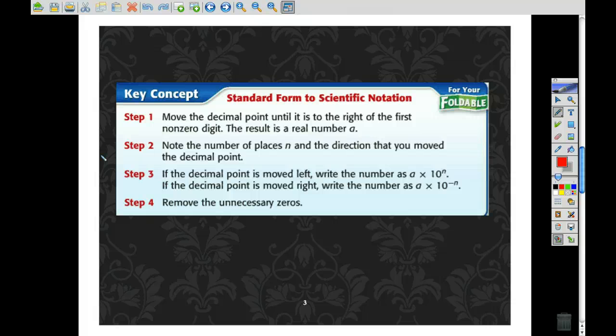If the decimal point is moved left, write the number as a times 10 to the nth power. If the decimal point is moved right, then write the number as a times 10 to the negative nth power. So here, if it's left, you can just put 10 to the nth power. If it's right, then it's going to be to the negative nth power. Remove the unnecessary zeros. So right is going to be negative nth power.